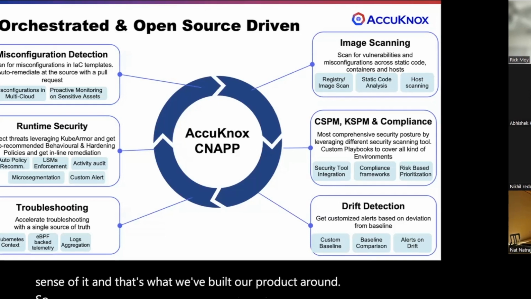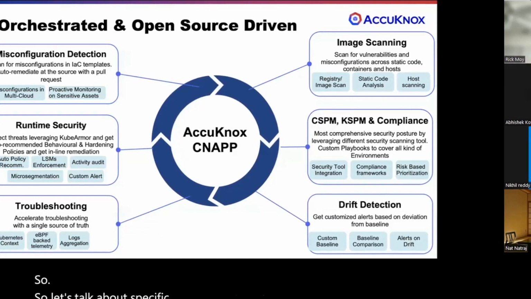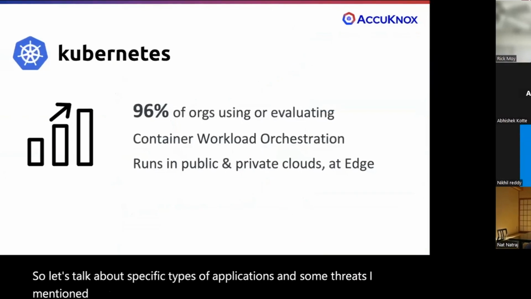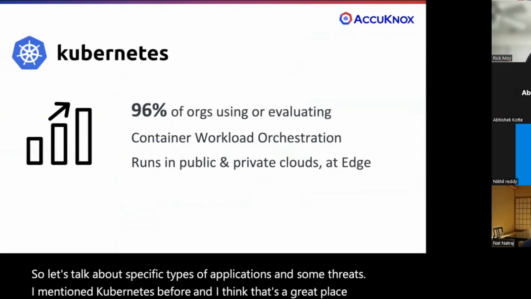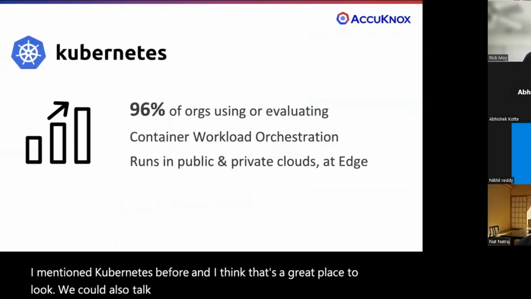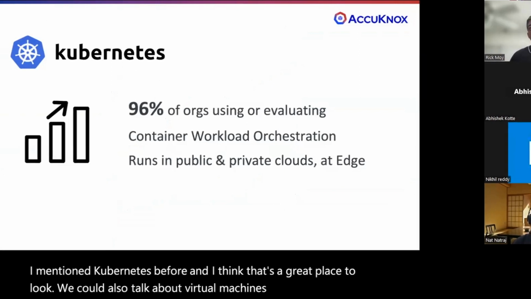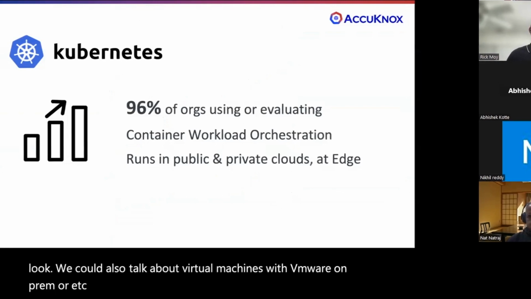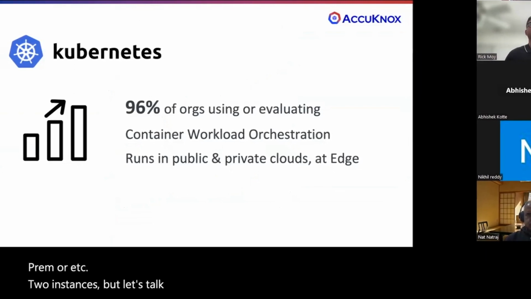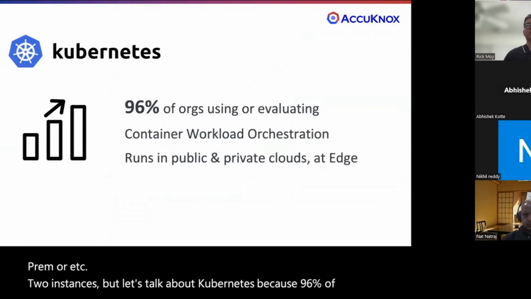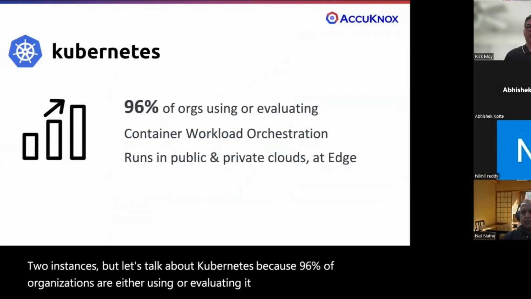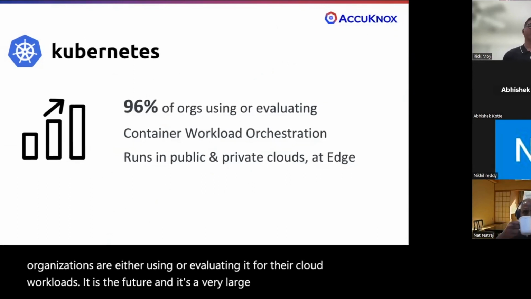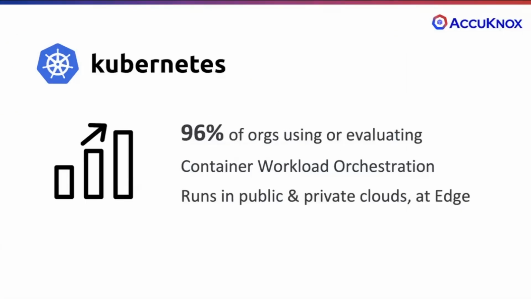So let's talk about specific types of applications and some threats. I mentioned Kubernetes before, and I think that's a great place to look. We could also talk about virtual machines with VMware on-prem or EC2 instances. But let's talk about Kubernetes, because 96% of organizations are either using or evaluating it for their cloud workloads. It is the future, and it's a very large and robust community. There's an estimated 5 million.